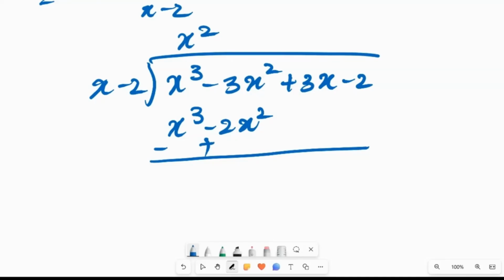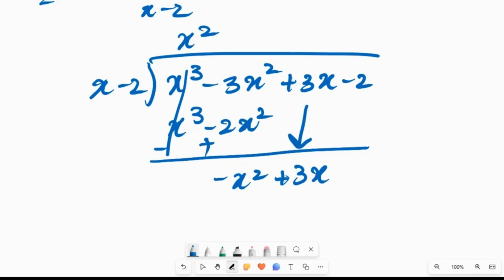Now add them. So x cube minus x cube is 0. Minus 3x square plus 2x square is minus x square, and this would be plus 3x. Next, same, repeat the procedure. The term that we need to multiply to the first term of g of x to get the first term of p of x now.